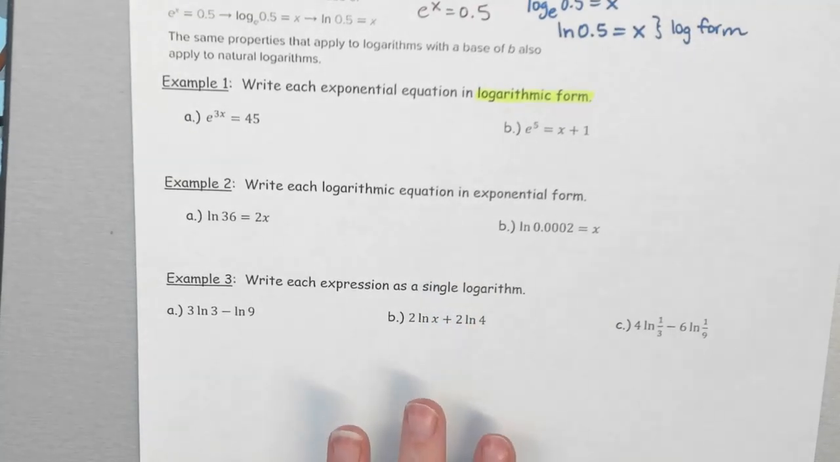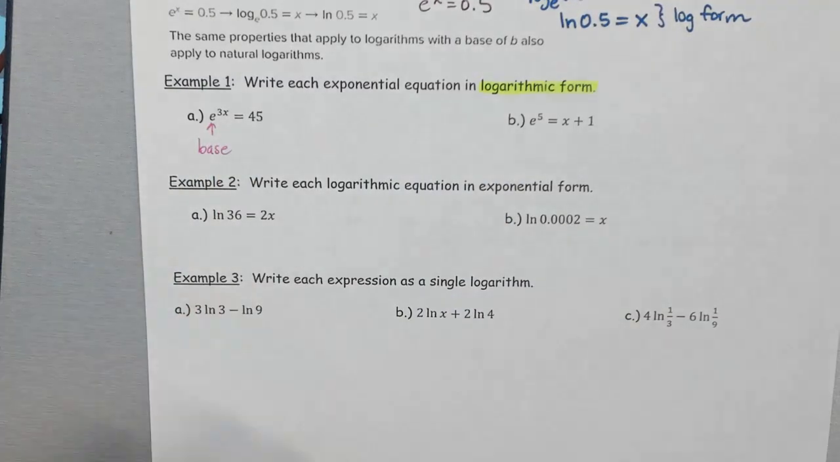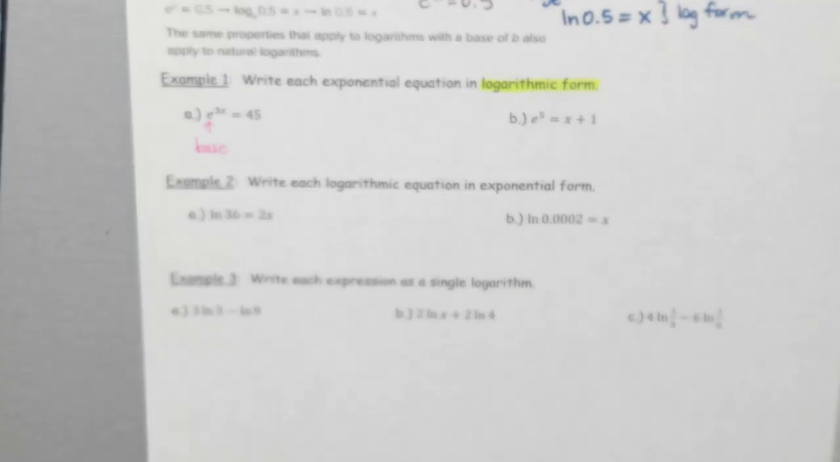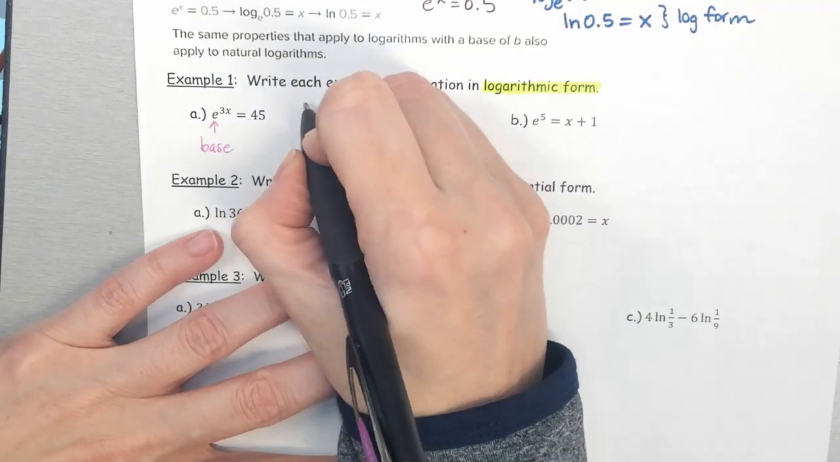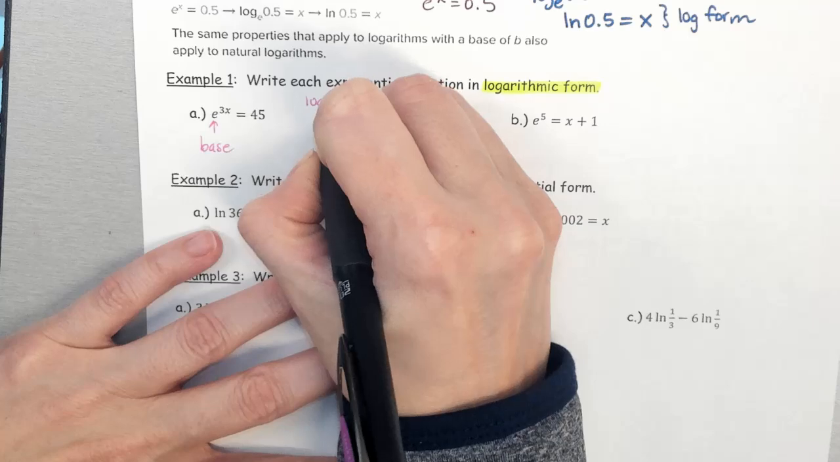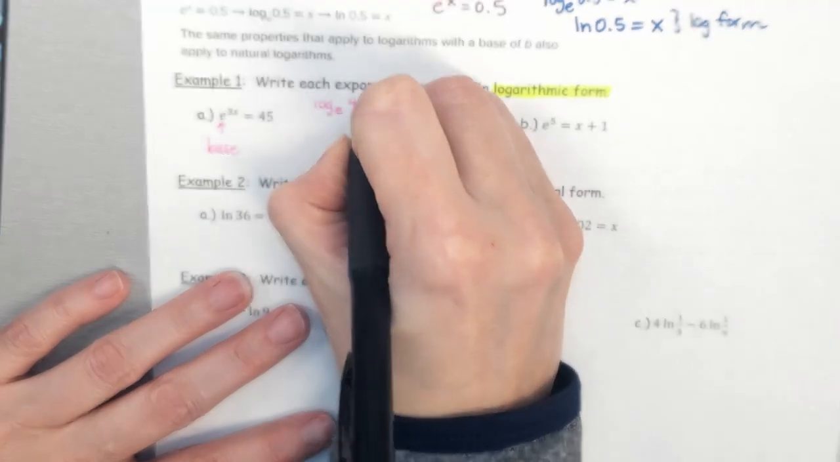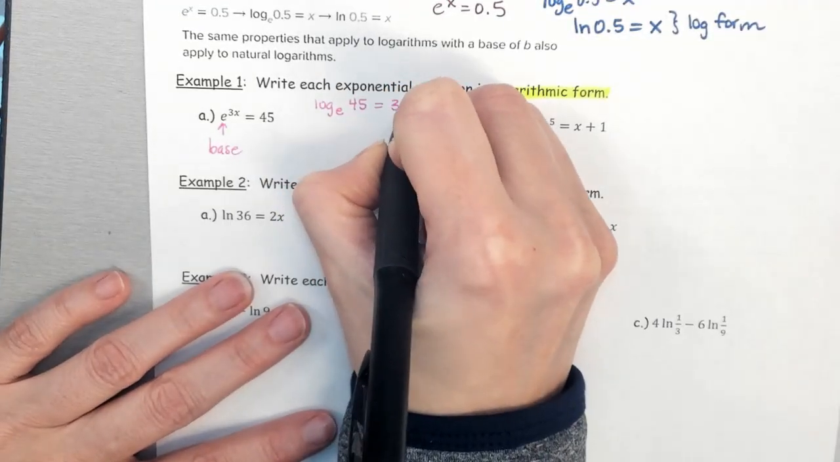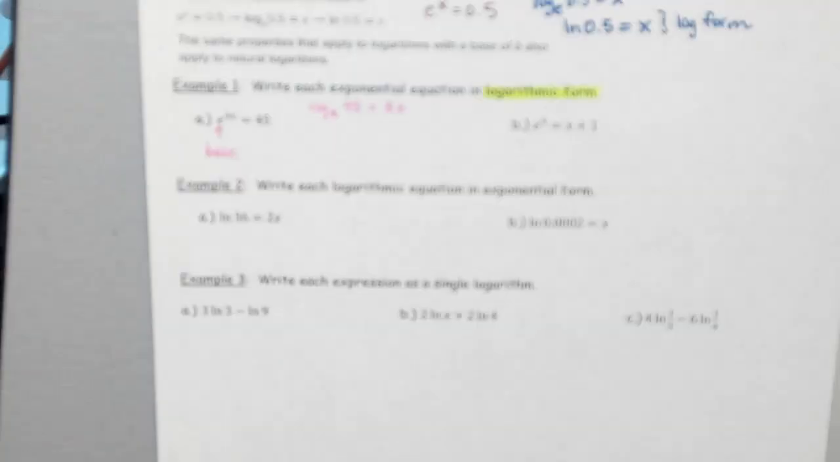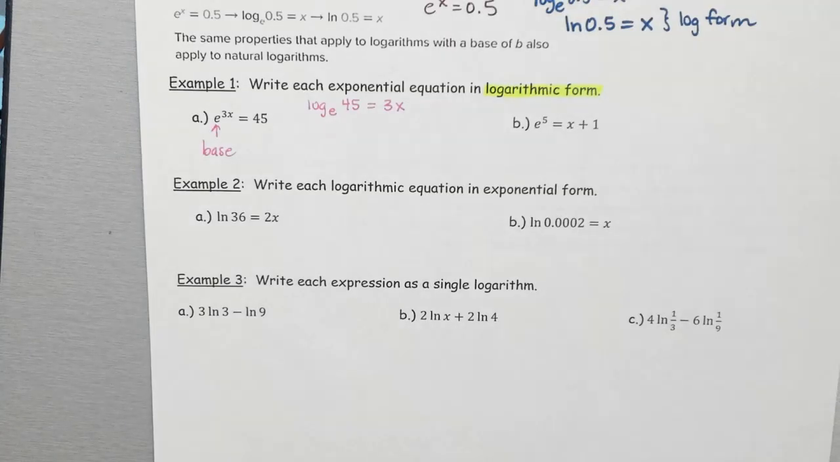When it's in exponential form, you can see what your base is. So we can write this as log, and we're going to write it as base e first. Log base e of 45 is equal to 3x. And that's just based on our definitions of logs.